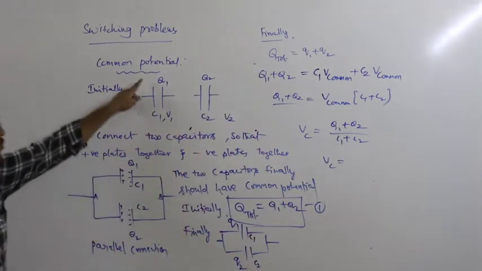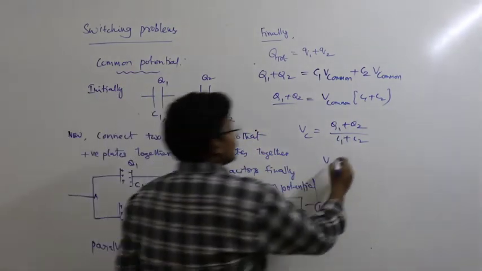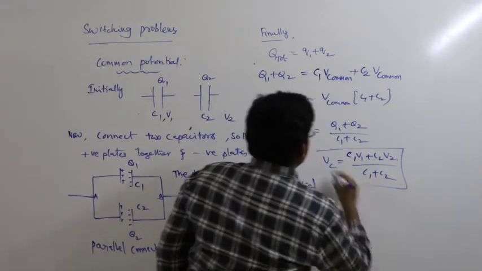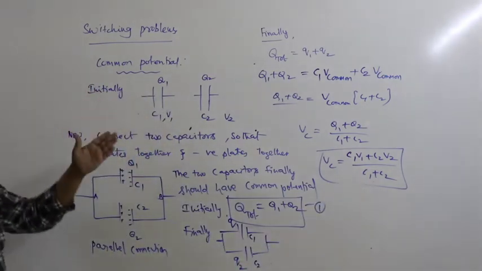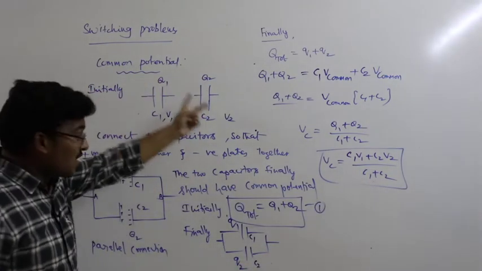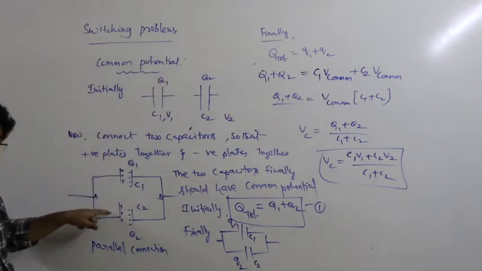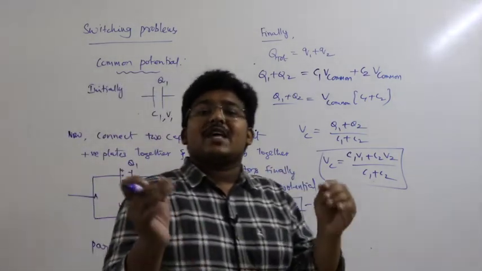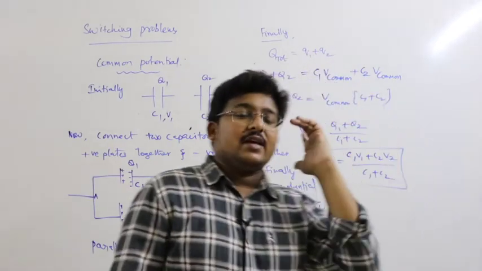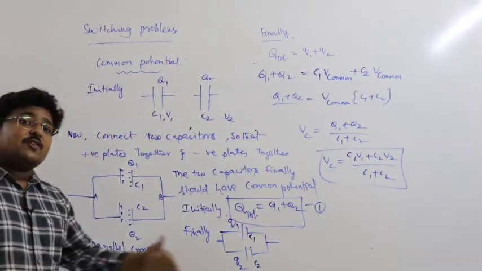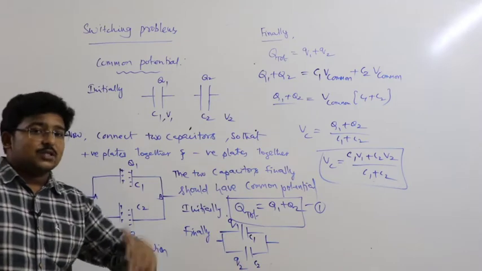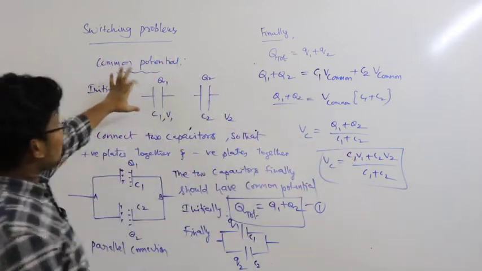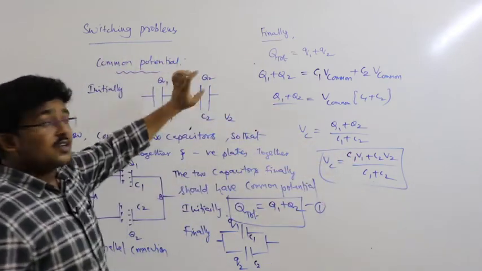Now what is the initial charge Q1? I know that it is C1V1, from the initial potentials. So V common = (C1V1 + C2V2)/(C1 + C2). This is the common potential when the two individual capacitors are connected so that positive ends are together and negative ends are together. They both have the same endpoint, so they will get a common potential finally. In that formula, C1 and C2 are the fixed capacitance values, V1 is the initial voltage of the first, and V2 is the initial voltage of the second one.